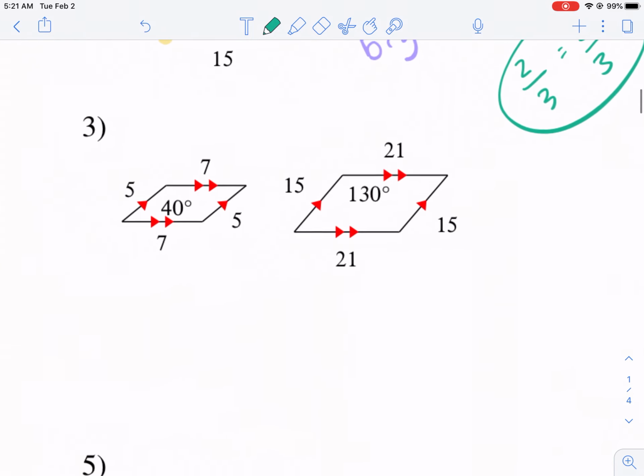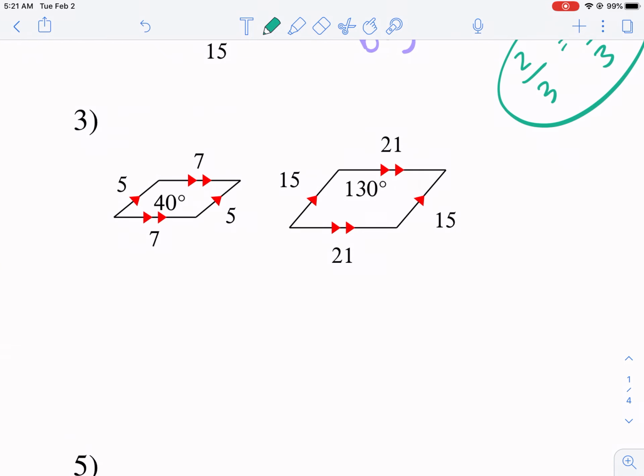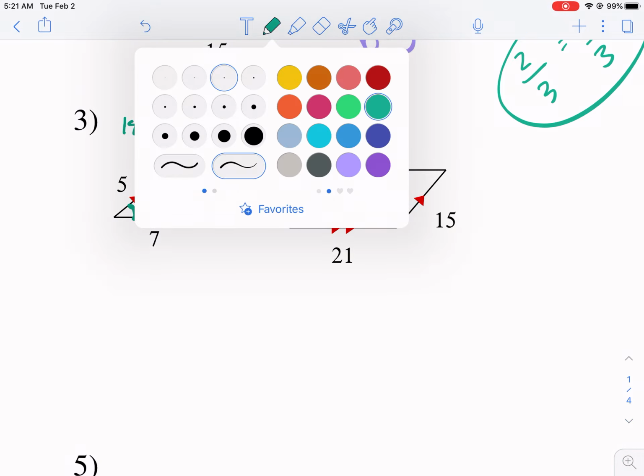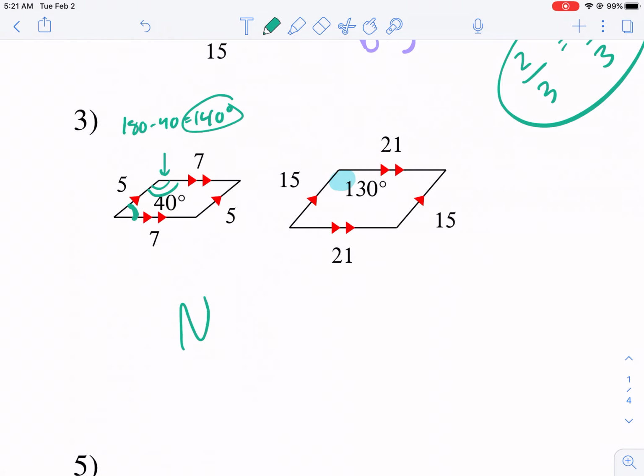So for number 3, we need to figure out these angles. So I'm guessing this is the 40-degree angle. Okay, and that would make this one, because it's a parallelogram, supplementary. So this would have to be 180 minus 40. So this is going to be 140 degrees. If that's 140 degrees, we already know it's not similar because that is 130 degrees. All the angles have to be congruent. So this one doesn't even pass the first test, not similar.